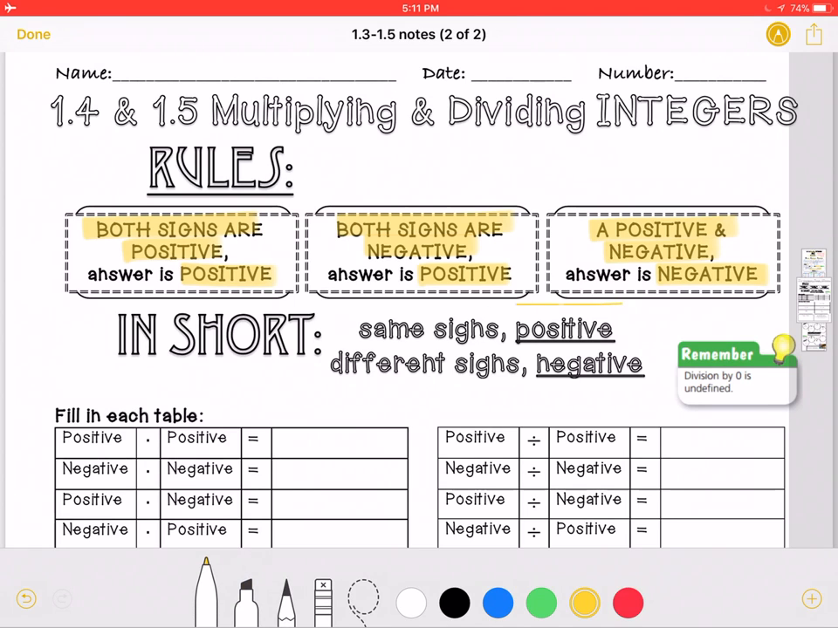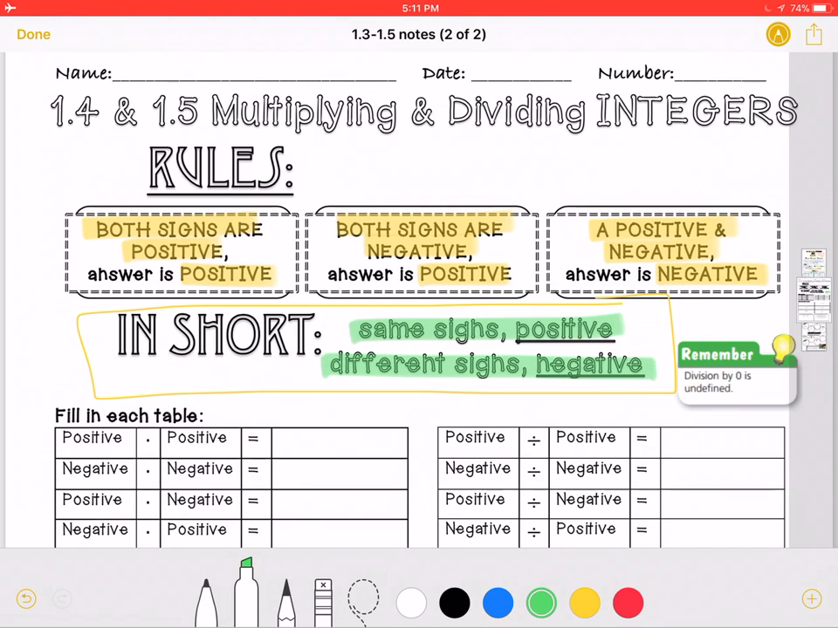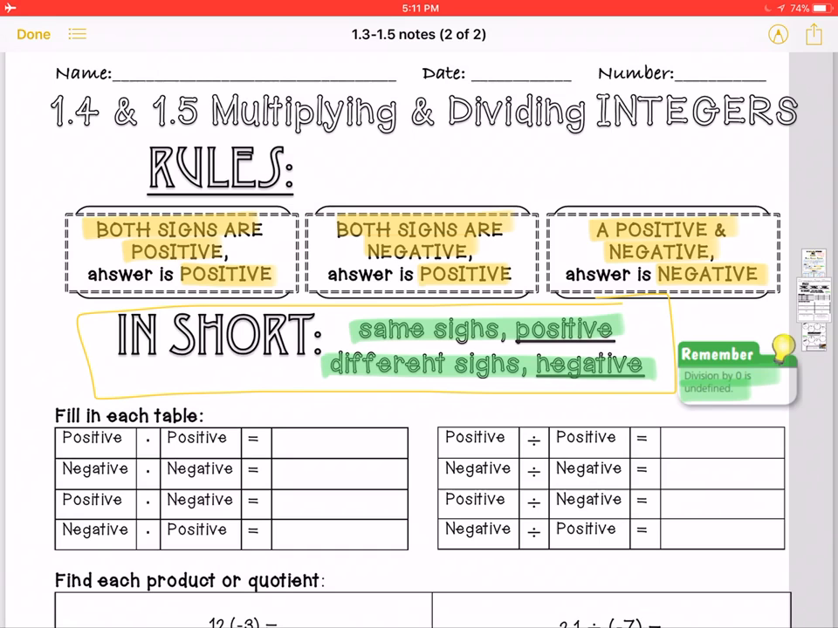Now, in short, that just means if they have the same sign, we'll get a positive answer. If they have different signs, it'll be negative. Division by 0 is undefined. This is just a kind of reminder for you all. We cannot divide by 0.